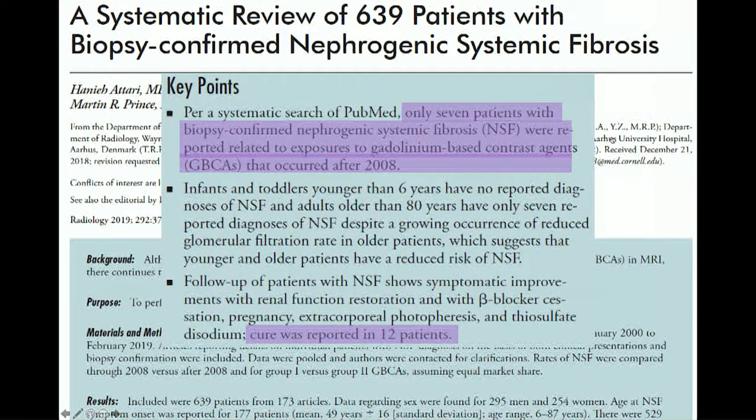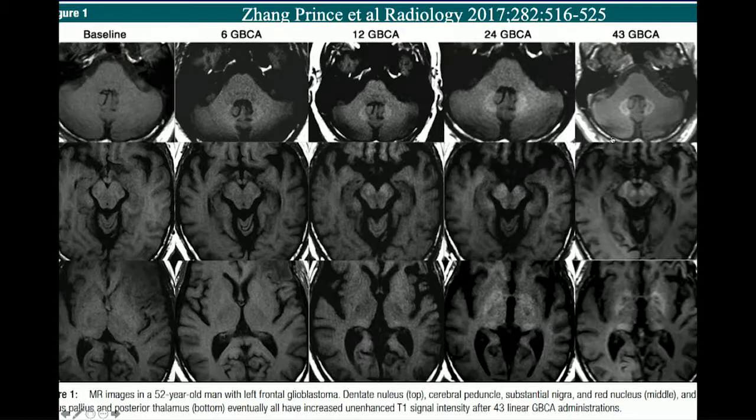In addition, cure was reported in 12 patients. So the early reports of NSF having no good treatment, now that's no longer the case. Actually, there is the possibility to cure patients, especially if you can restore normal renal function. But replacing NSF as a concern is now the issue of gadolinium deposition.